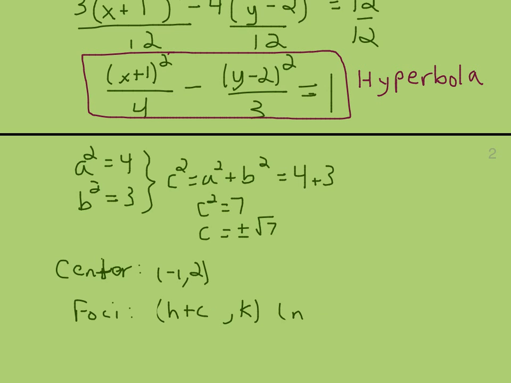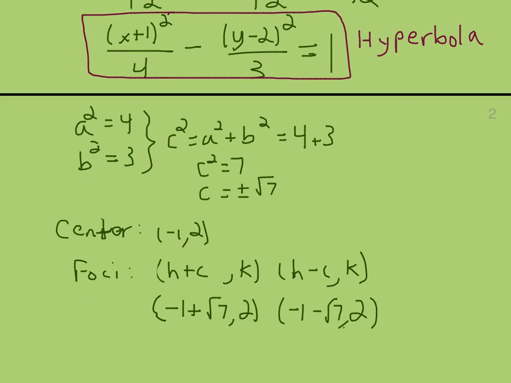In this case, because x is the variable that's in front of the minus sign, this opens up in the x direction, and so we add and subtract along the x. And so we get the foci to be -1 plus root 7, 2 and -1 minus root 7, 2.